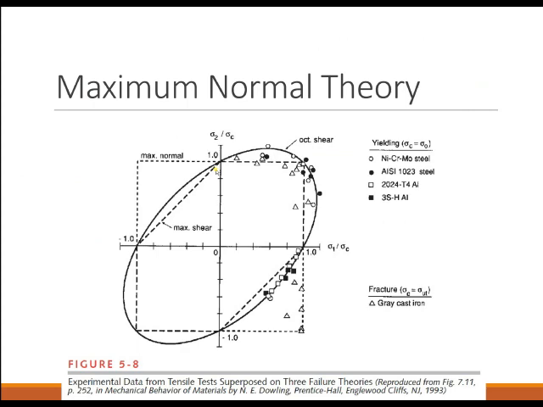Here's some graphs of actual materials that were tested. These materials up here are ductile materials, and the gray cast iron down here is a brittle material. And you can see that the brittle material went a lot further than the von Mises predicted it ought to, and that it appears that the maximum normal is doing a relatively good job of predicting how it's going to fail. On the other hand, the ductile materials really seem to follow the von Mises better than any other theory.